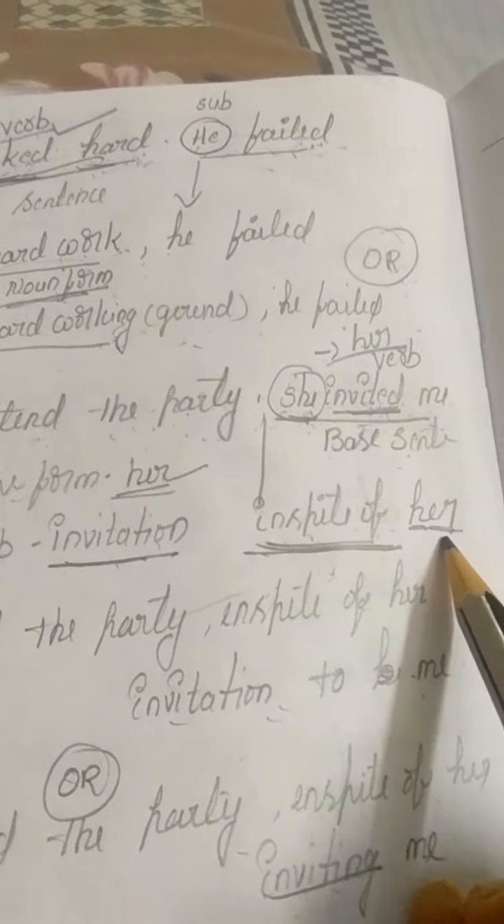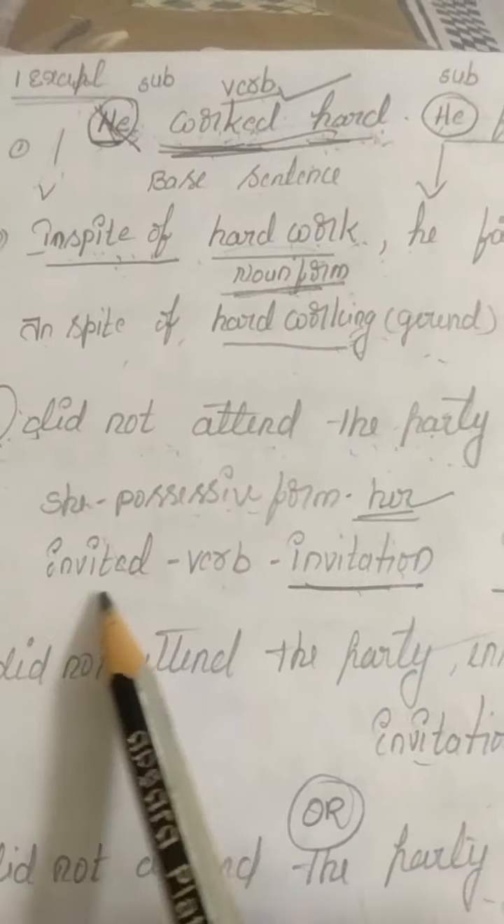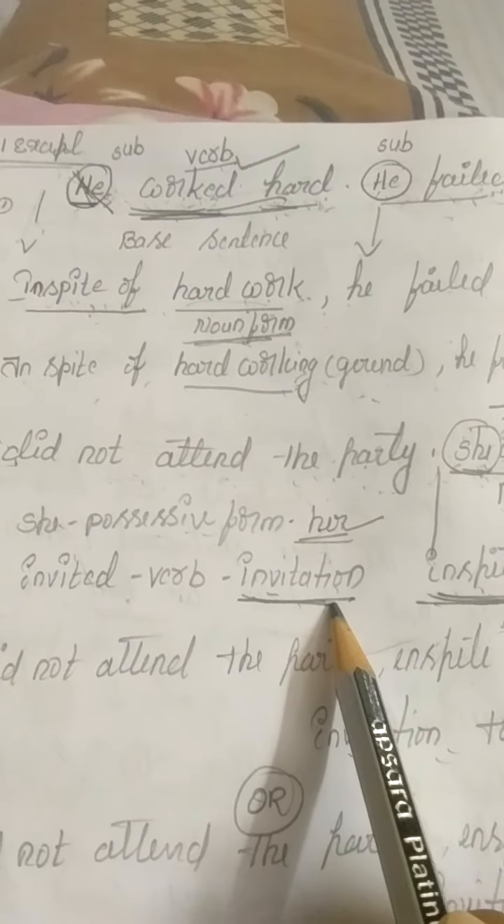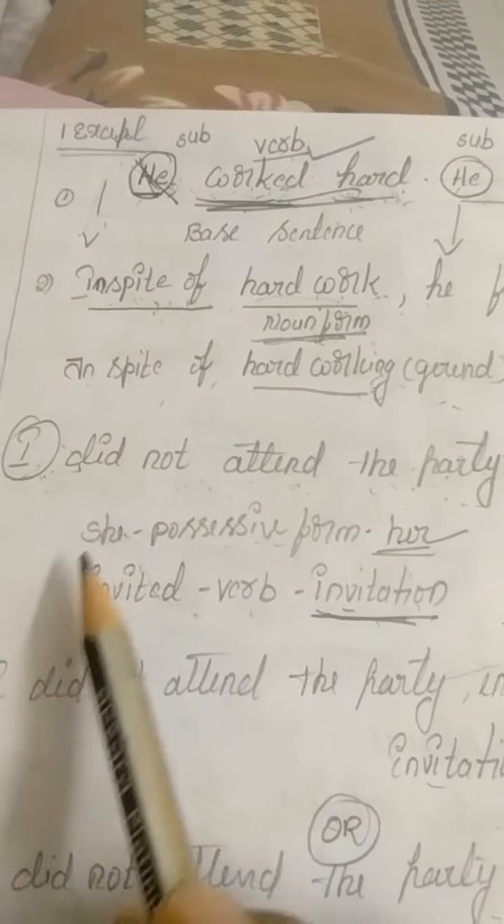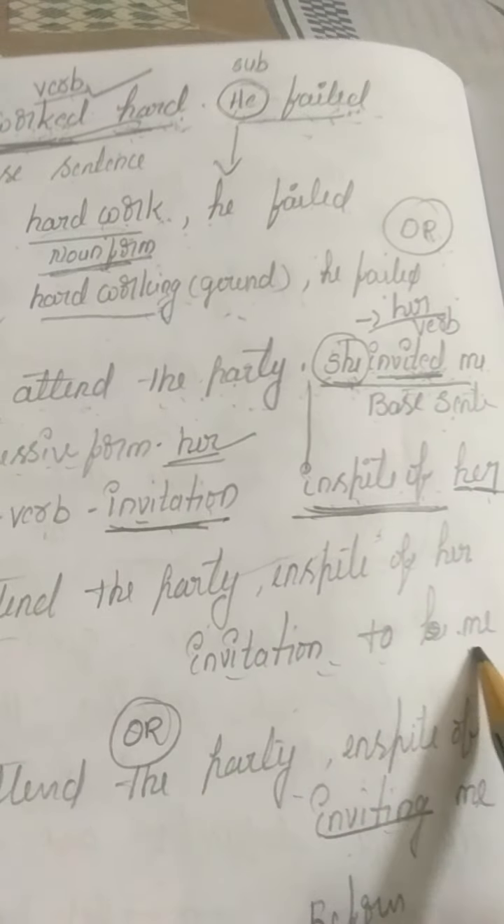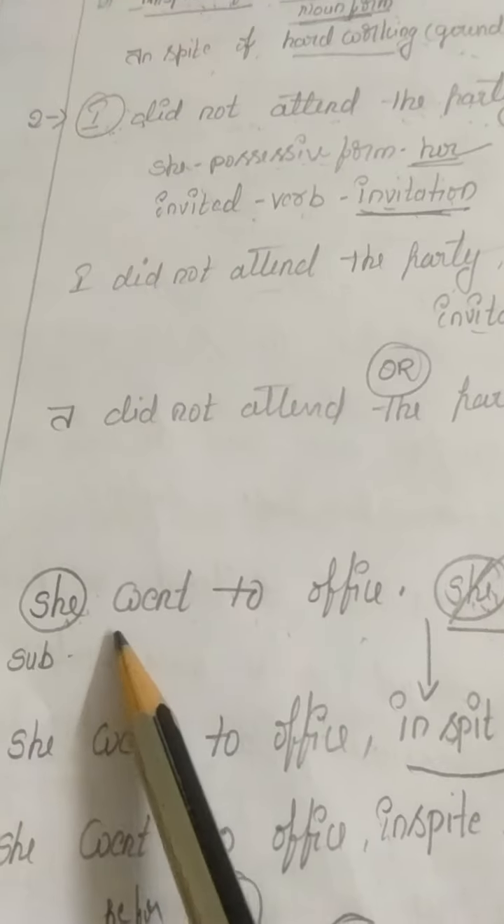In spite of her. Next we go with the verb: invited. The noun form is invitation. So our sentence: I did not attend the party in spite of her invitation to me. Or: I did not attend the party in spite of her inviting me, verb plus ing form plus me.